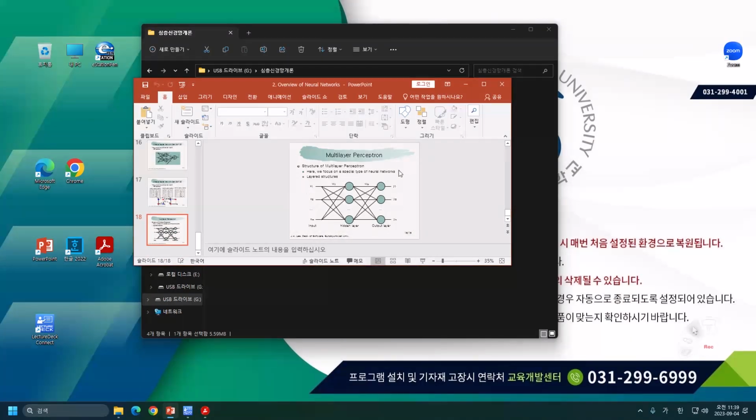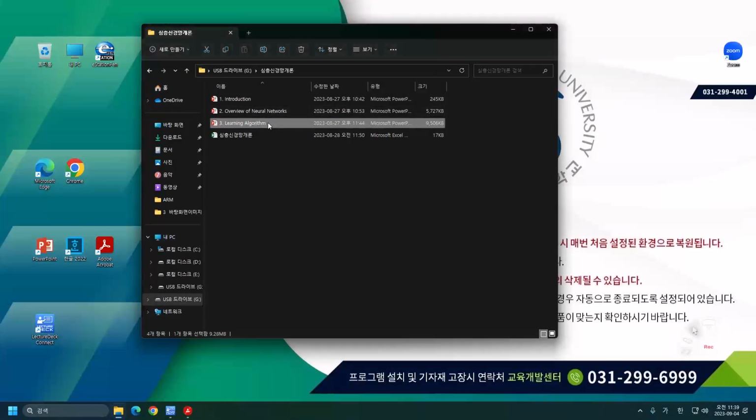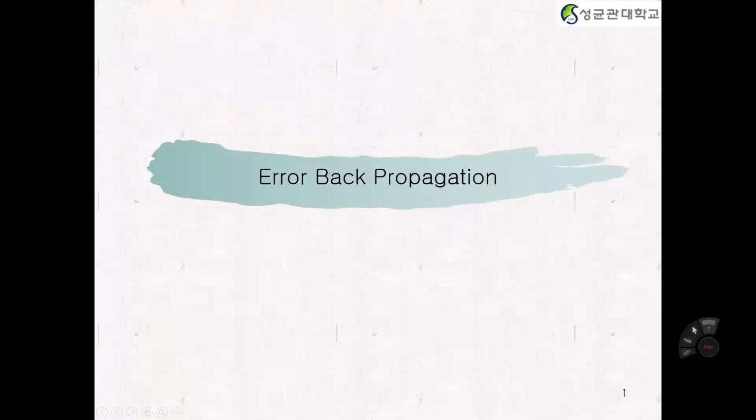Okay, this is the introduction to neural networks. So now I will go forward to the learning algorithm. I told you the most important topic in neural networks is the training algorithm. Actually, more than most, it is extremely most. A very important topic: the training algorithm.